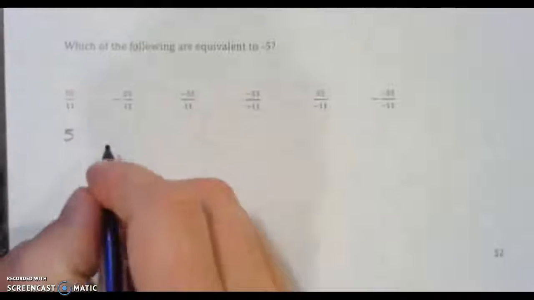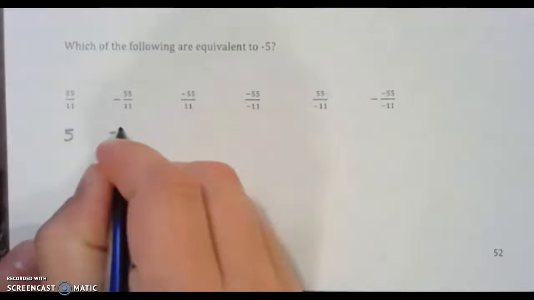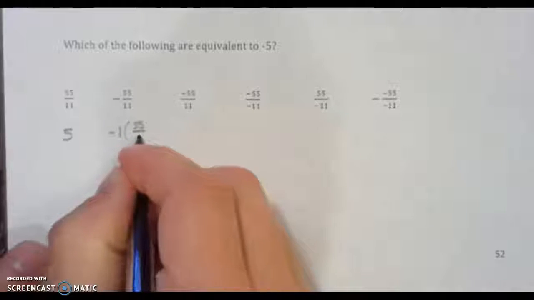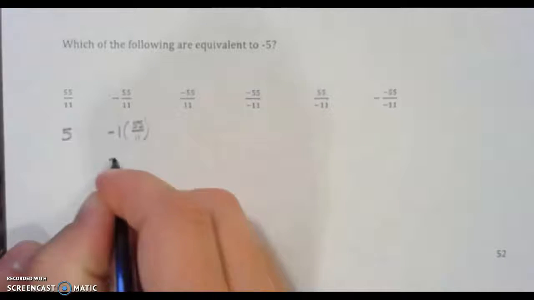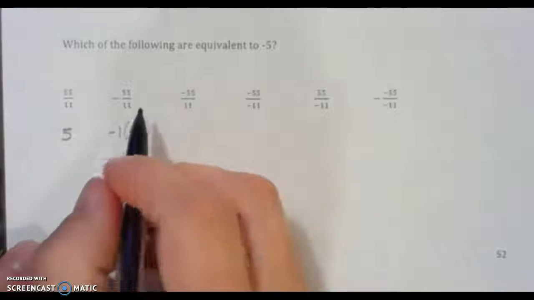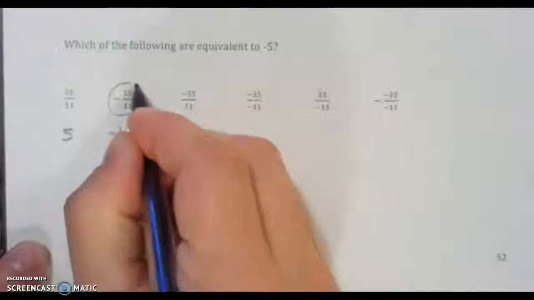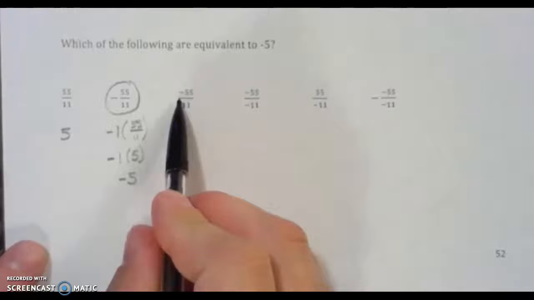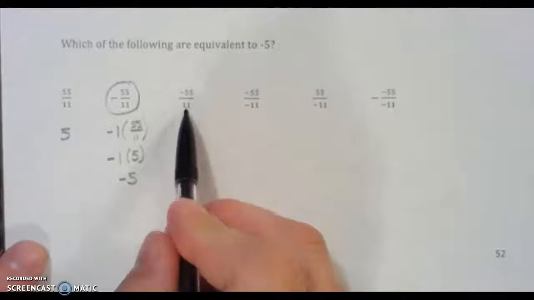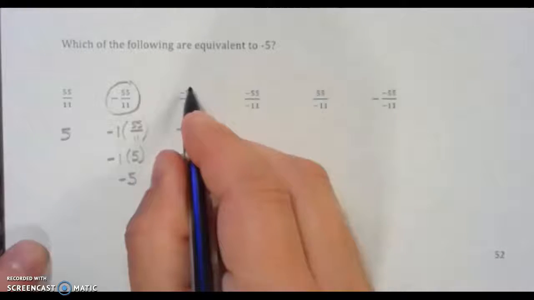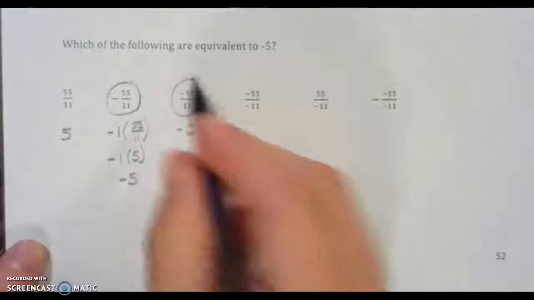If I look at the next one, the negative symbol's out front, which remember is the number -1. So this is -1 times 55 divided by 11. And that again is -1 times 5, which is equal to -5. So this one's good. This one is equal to -5. In the next one, my negative symbol is in the numerator. A negative divided by a positive is negative, and 55 divided by 11 is 5. So this one looks good as well.